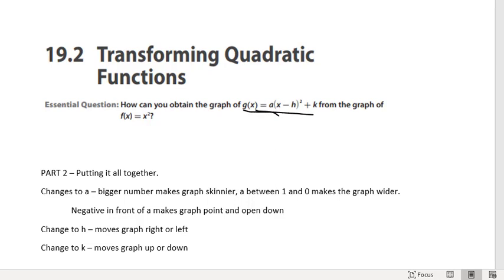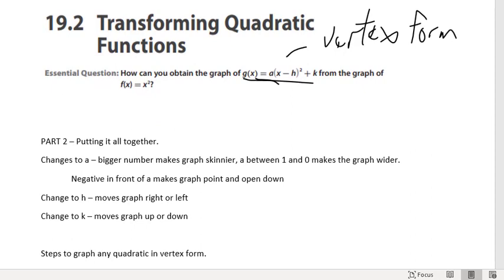So, we're going to put things all together and be able to graph if we have any equation in this vertex form. Remember, this is vertex form. If we have any quadratic in vertex form, we will go through a process to quickly and easily graph that. So first, just think about how these numbers change. If a is bigger, it makes that graph skinnier. It's that stretch. If a is between 1 and 0, it's compressing, it's making that graph wider. If there's a negative in front, it makes the graph open downward, so it flips it upside down.